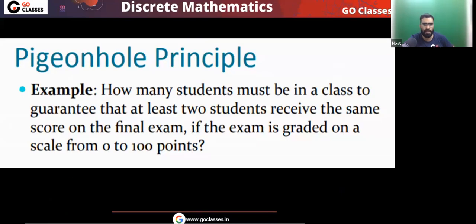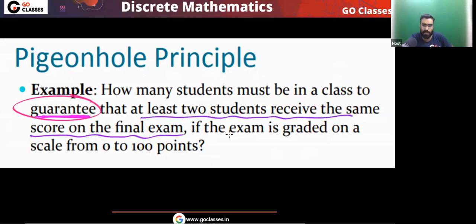What about this question? This is an interesting question. Please tell me the answer. How many students must be there in the class to guarantee, remember, you want to guarantee that at least two students receive the same score in a final exam where the marks that are given are from 0 to 100. Integers only. Consider only integers.